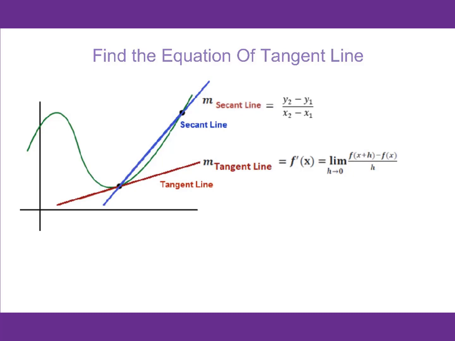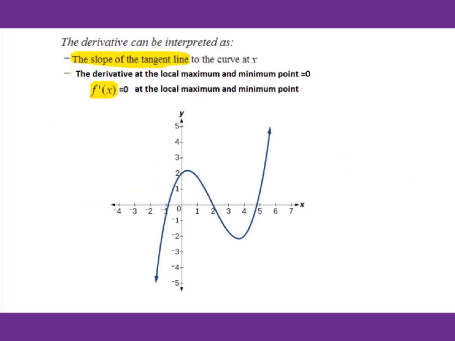This lesson is about how to find the equation of a tangent line. As we know, a secant line means a linear function crossing the curve at 2 points. A tangent line means passing through the curve at 1 point. Then the slope of a tangent line will be the derivative. And we know this is the definition of a derivative. So when we talk about the derivative, it means the slope of a tangent line.